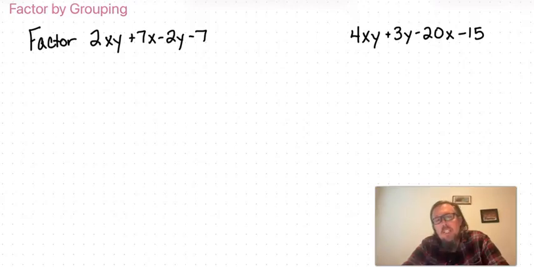We've learned how to factor using the distributive property, but what do you do when that's not an option? So if we look at this first polynomial, it's got four terms. We've got 2xy plus 7x minus 2y minus 7.